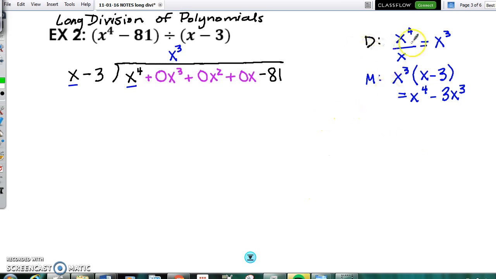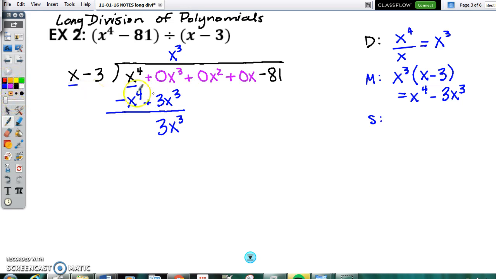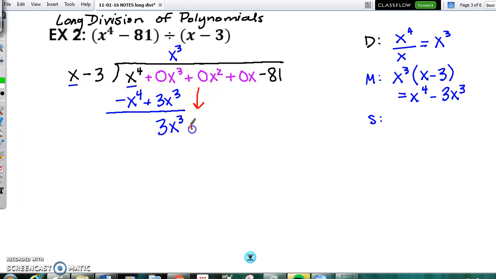Okay, now remember, what do we do next? We divided, then we multiplied, and now we subtract. I'm going to write it over here though. So I'm going to subtract x to the fourth, and I'm going to subtract a negative 3x cubed, which really means plus 3x cubed. X to the fourth minus x to the fourth gone, 0. Now 0x cubed plus 3x cubed. Well, that's just 3x cubed. 0 plus 3. And then we drop the next one like it's hot and do it again.